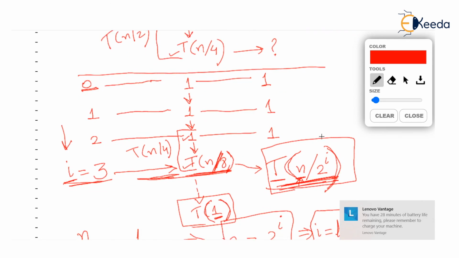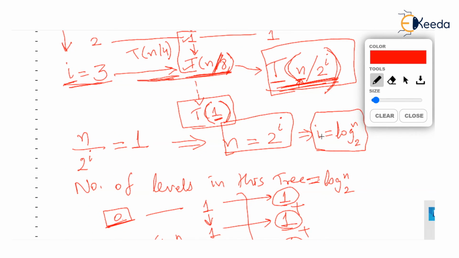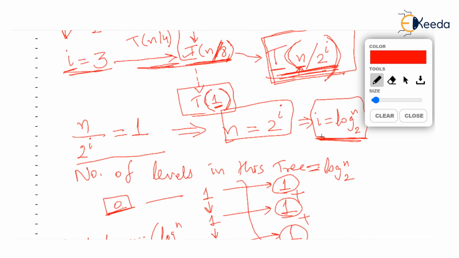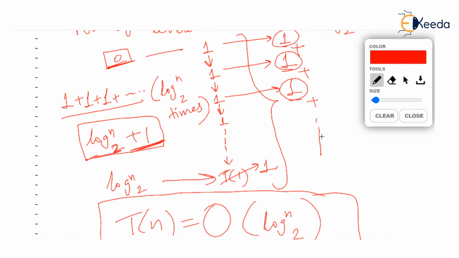So we will be in a hurry actually to find out when this term Tn upon 2 raised to I will converge to T1. So it's only a matter of equating n upon 2 raised to I equal to 1. We then get I, and I is nothing but the level number. Isn't it so? Once you get the level number, you know how many times this cost 1 is going to get added. And we got the answer O log n to the base 2.